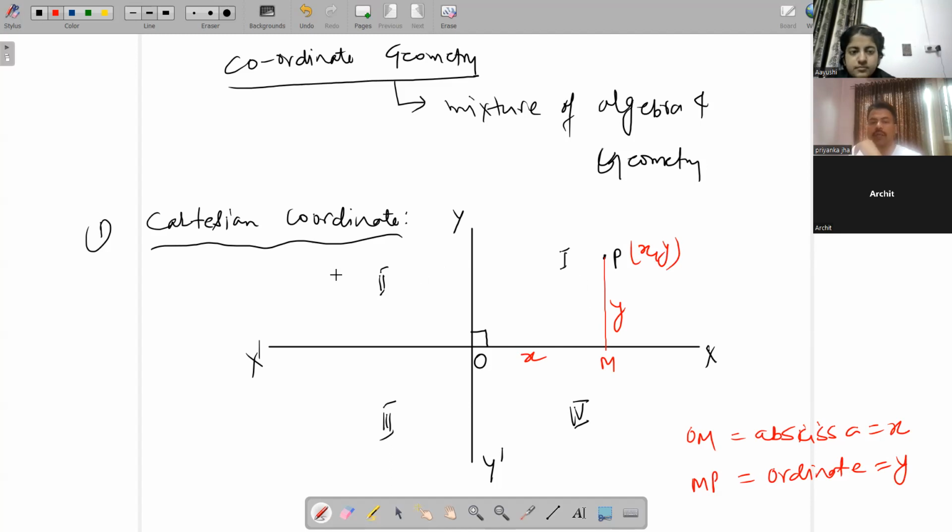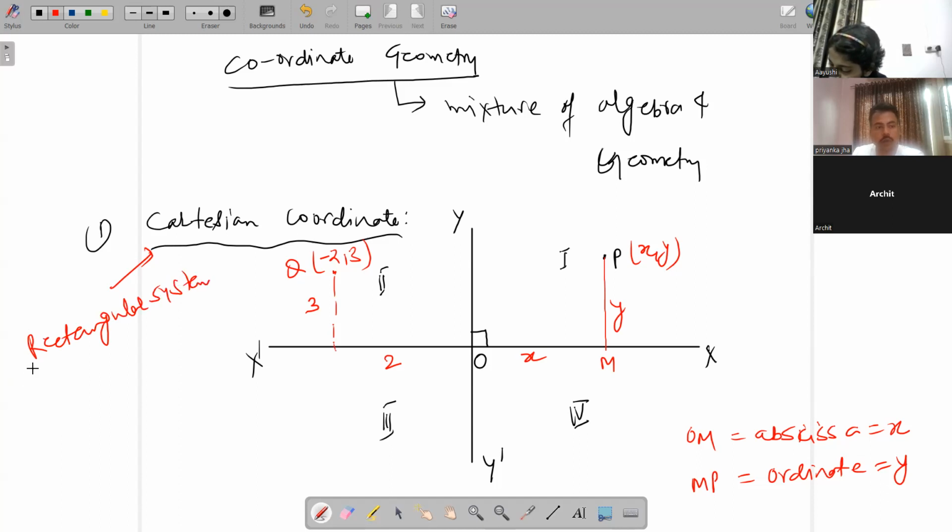If you take any point, suppose Q here, and its coordinate is suppose minus 2 comma 3, because this is the second quadrant, so X will be negative and Y will be positive. So this distance will be 2 and this distance will be 3, right? And this system is also known as rectangular system. Cartesian coordinate system is also known as rectangular system or orthogonal system, right?